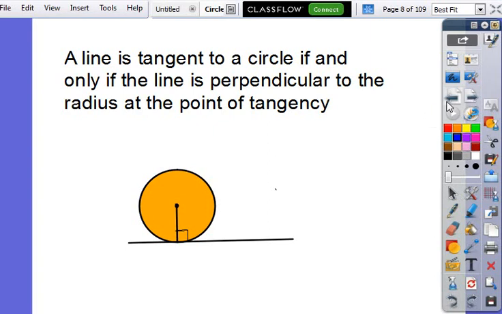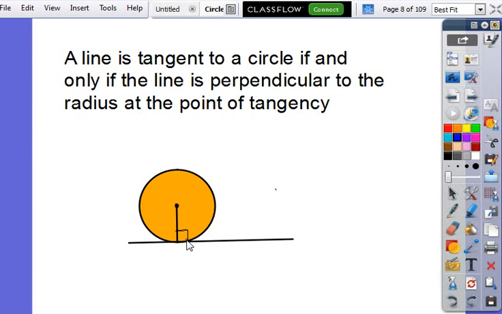This rule says a line is tangent to a circle if and only if the line is perpendicular to the radius at the point of tangent. All that junk, what you need to get out of it is this: I know this line is tangent if it makes a right angle right there.